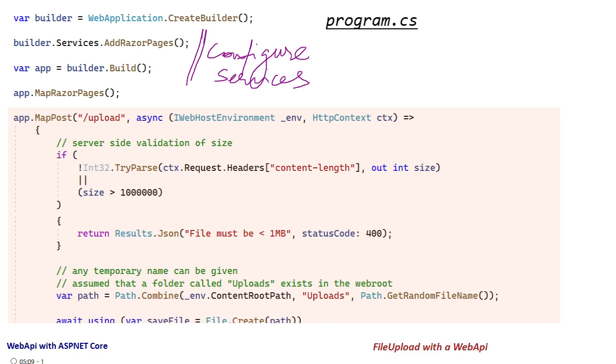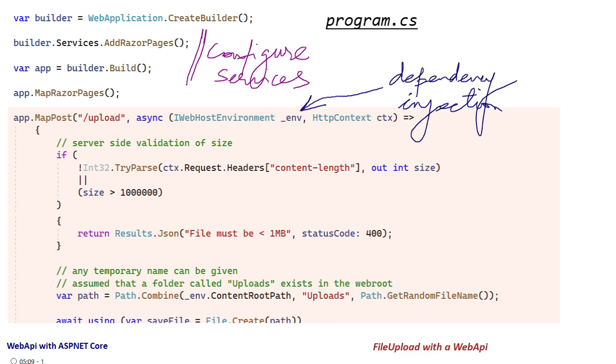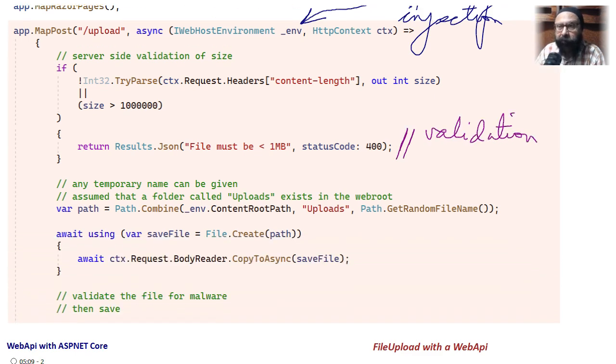The handler receives IWebHostEnvironment from the dependency injection, and it receives HTTP context as a special binding. The client shall be sending the entire file as the body of the request, so we used HTTP context to extract the value of the content length header first. A status code of bad request 400 is sent if the size exceeds 1 MB.